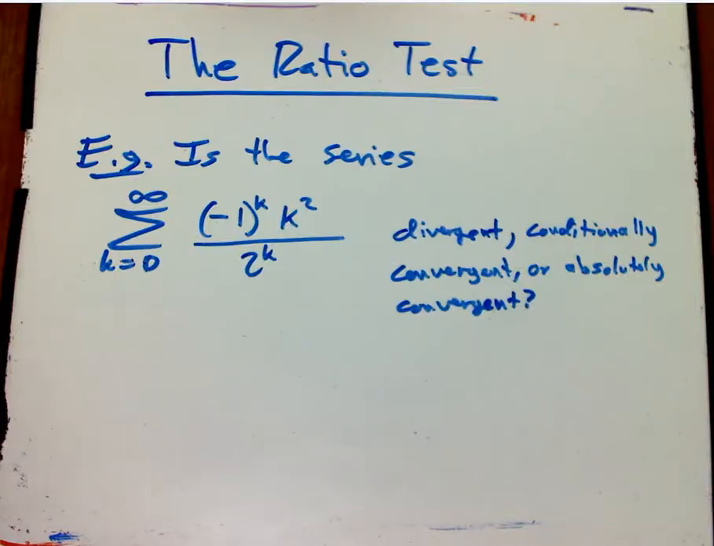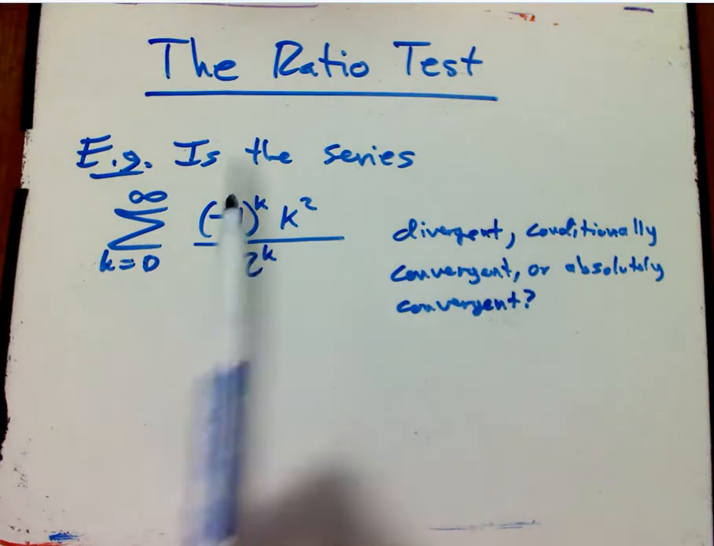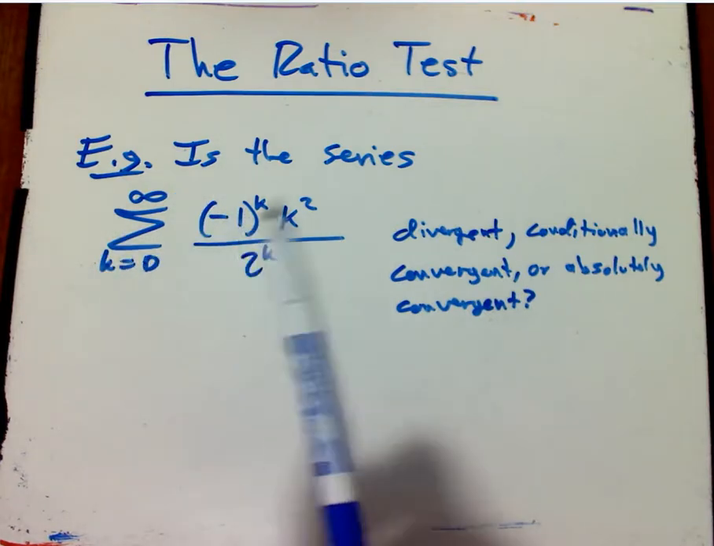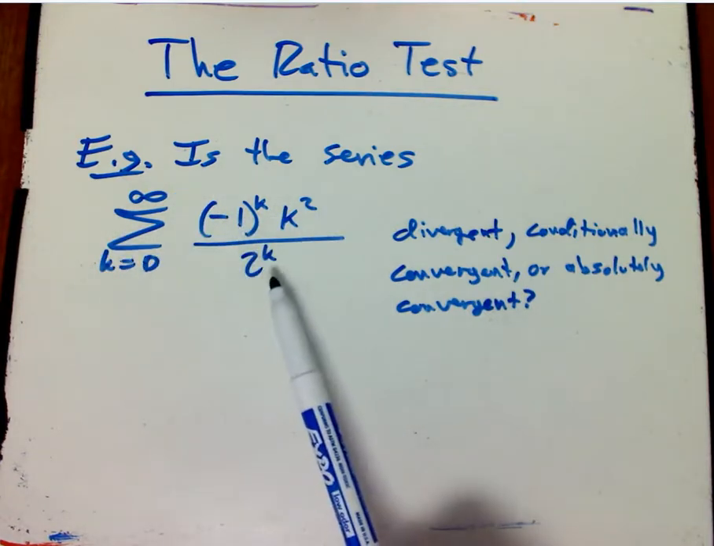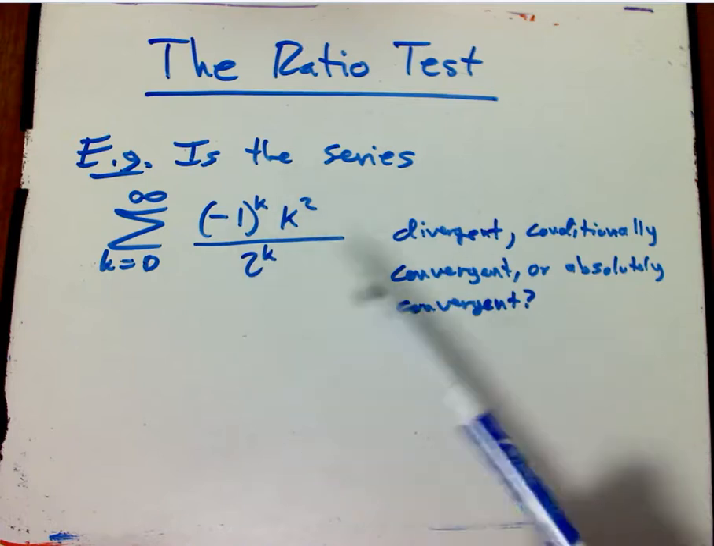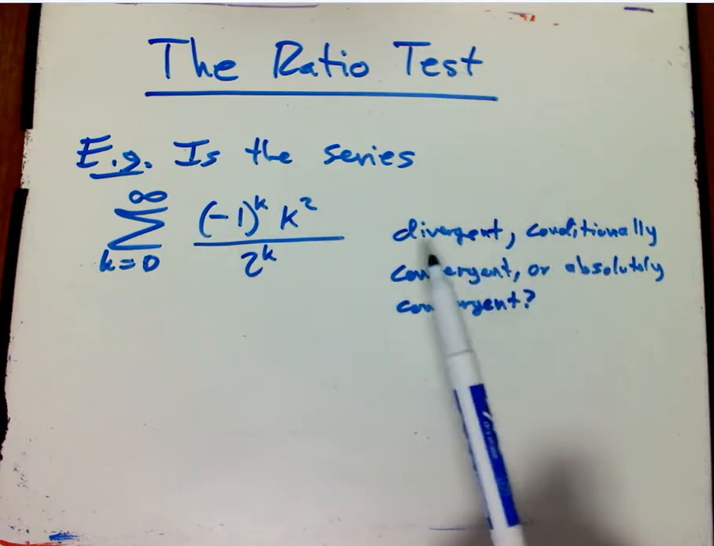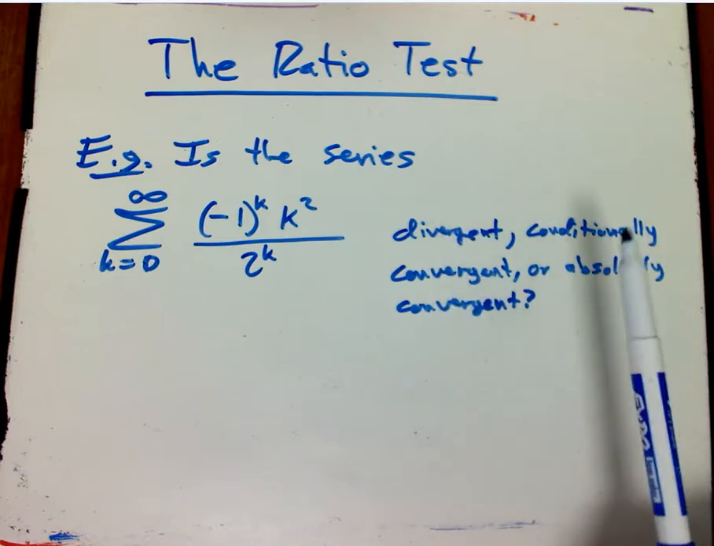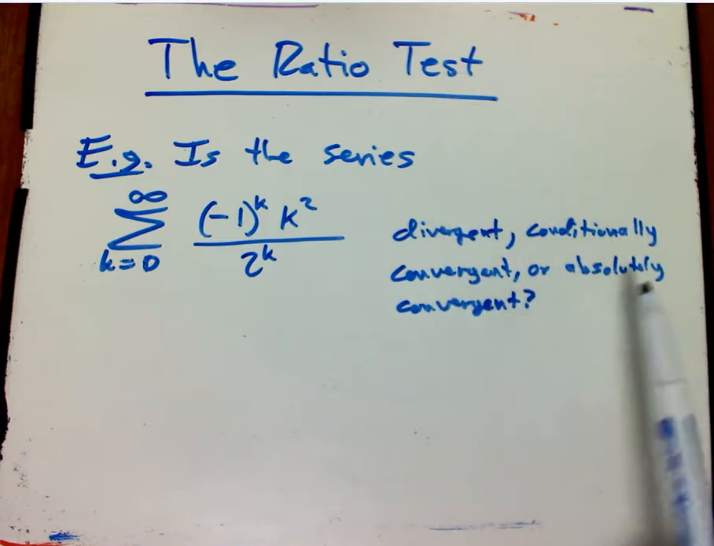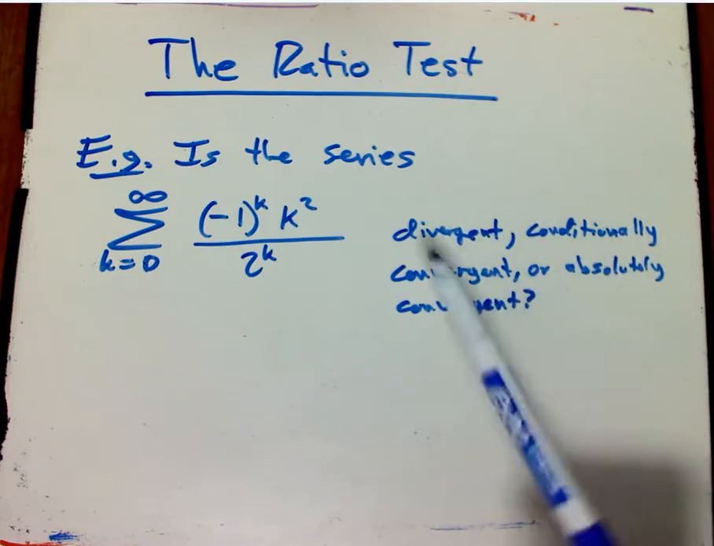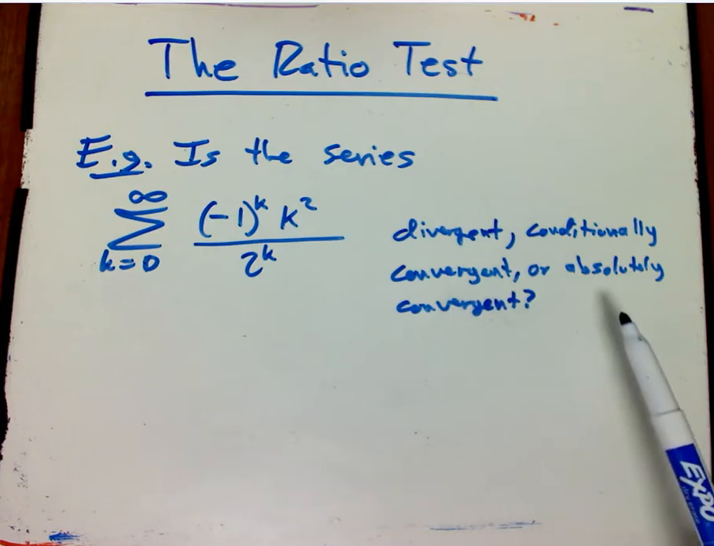I'm going to introduce the ratio test with an example. Let's look at the series, the sum of (-1)^k times k squared over 2 to the k. So now that we know about the issue of conditional versus absolute convergence, we can really ask this question: is it either divergent, conditionally convergent, or absolutely convergent? Can we figure out which of those three it is?